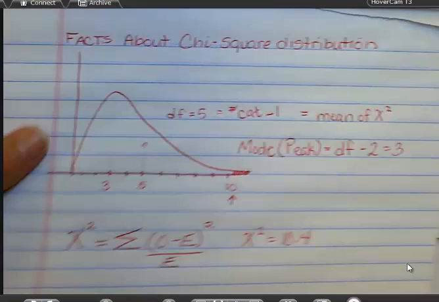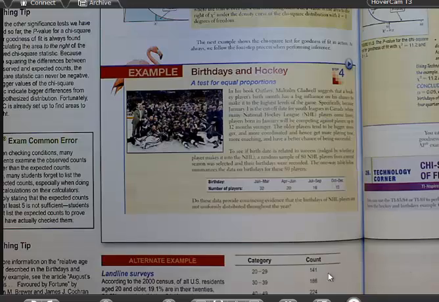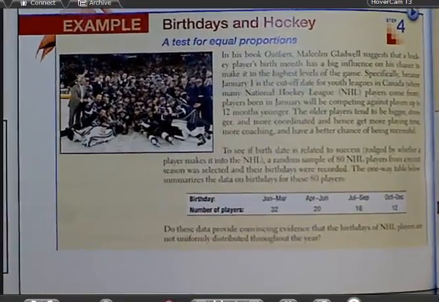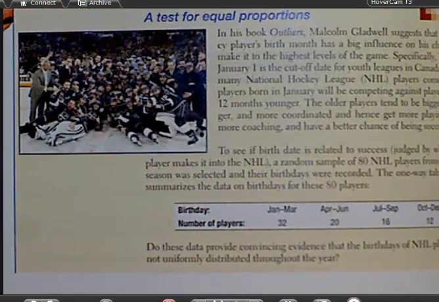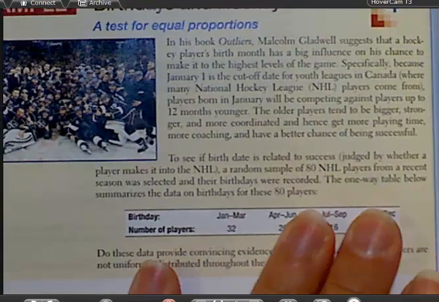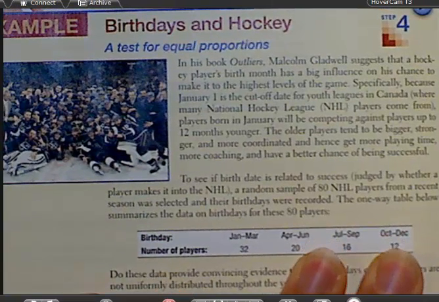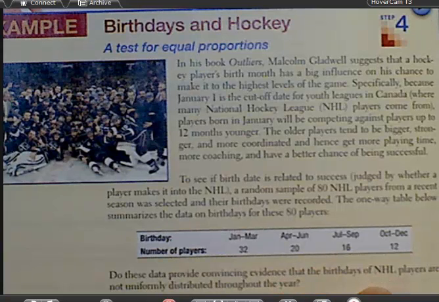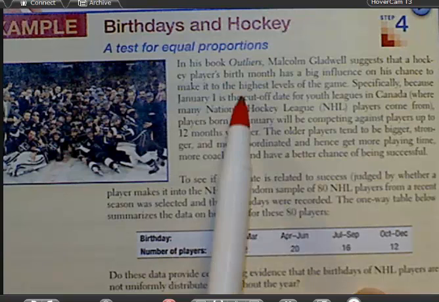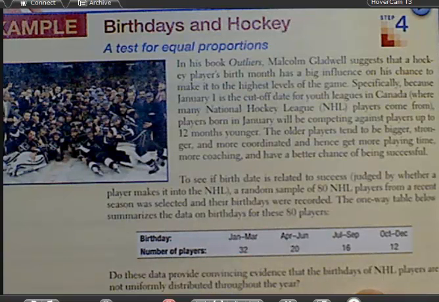I want to go through one goodness of fit test here. Several of y'all have read Malcolm Gladwell's book, Outliers. Great book if you haven't read it. And this is a problem he talks about in that book about birthdays and hockey. In Outliers, Malcolm Gladwell suggests that a hockey player's birth month has a big influence on his chance to make it to the highest levels of the game.